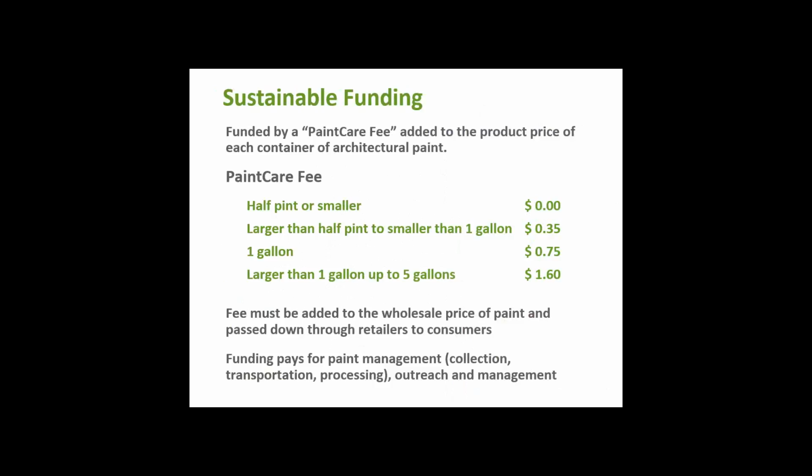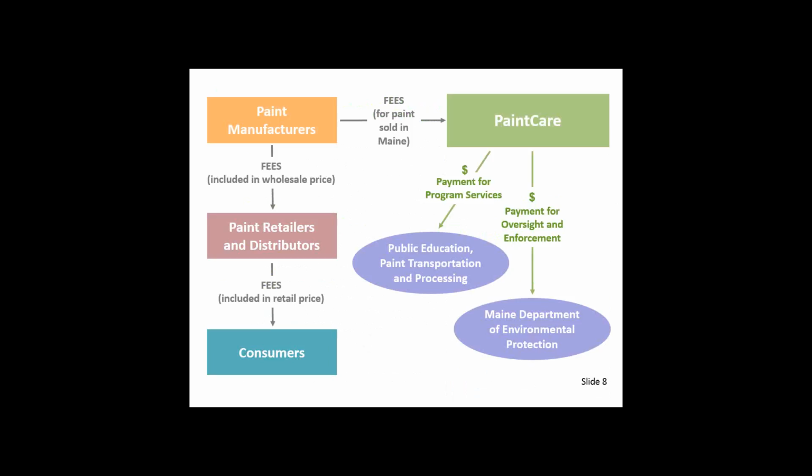The funding is then collected by PaintCare, and in the next slide we'll show how the fees flow. But the funding is basically sent from manufacturers to PaintCare, and then we use those fees to pay for all elements of the program, including the collection and transportation processing of paint, our outreach and education, the staffing that we have both in-state and at the corporate level, and all elements of managing the program.